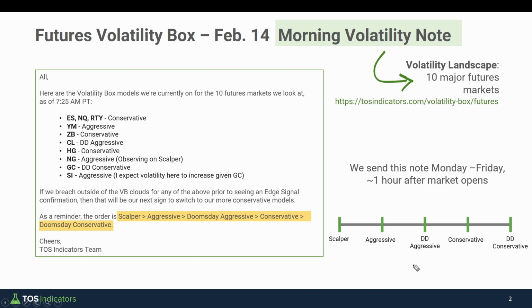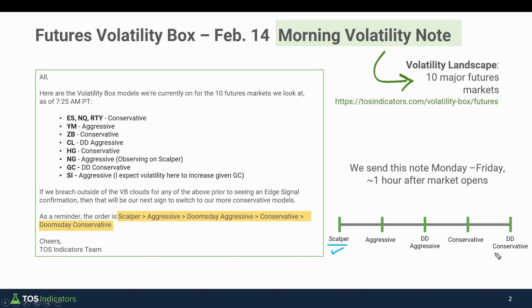Now laid across the board here, we start with our scalper models every single day in the morning for all 10 major futures markets. We're trying to determine, hey, is the scalper doing a good job of containing volatility? Now this is usually true when we have very little volatility inside of the markets. It suggests that, hey, scalp opportunities are completely fair game.